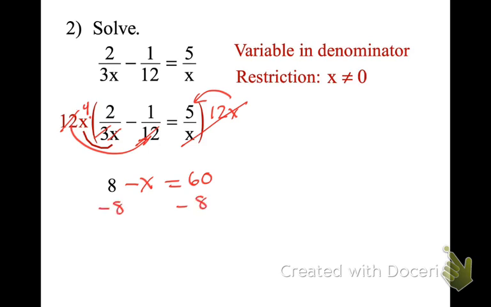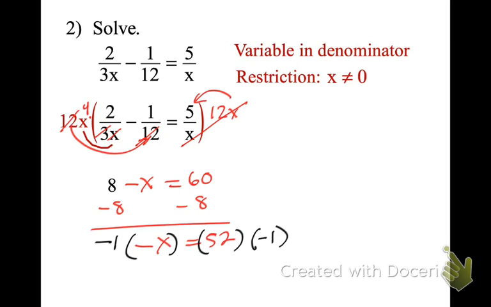Subtract the 8: negative x equals 52. It's not isolated, it's left with negative 1, so I have to clear that. I have to multiply both sides by negative 1, and I get x equals negative 52. Or divide, yes.